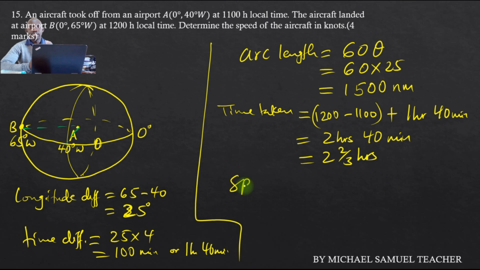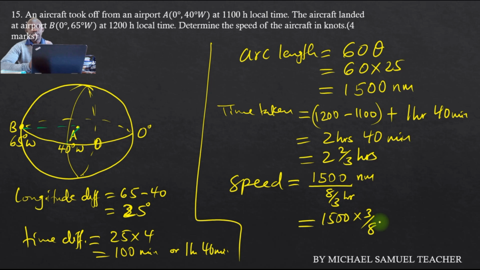So the speed of the aircraft is distance over time taken, and distance is in nautical miles, 1500 nautical miles, divided by 8/3 hours. If we work it out, we get 562.5 nautical miles per hour, or knots. So that is it.